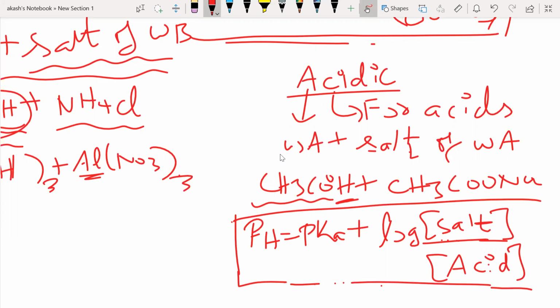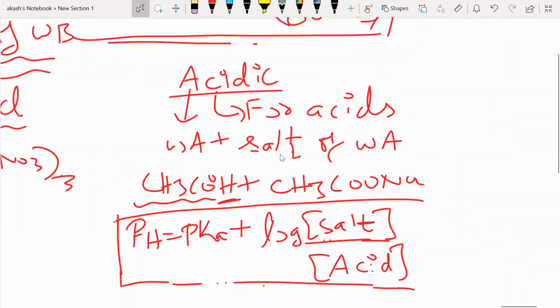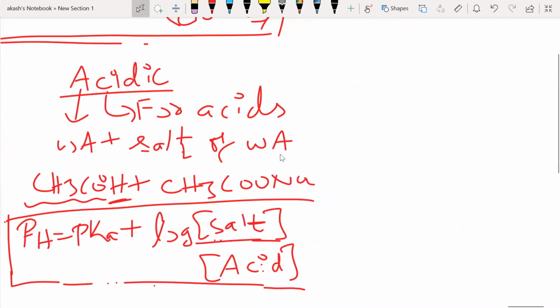The chapter is over. Now one question, if you ask me, sir, how is this going to control the pH? That's pretty simple. I'll tell you how. Let me take an example for acidic buffer. There is an acid in the reaction which is causing me problems, and that is giving me H plus.